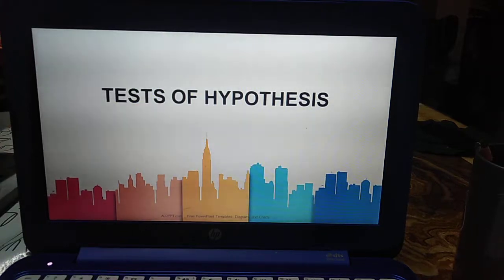Good morning. After we have formulated our hypothesis, it is now the time to test this hypothesis to determine whether we are going to reject it or to accept it. Take note that there are two types of hypothesis. One is the null hypothesis and the other is the alternative hypothesis. Our basis for our rejection or acceptance will always be the null hypothesis.